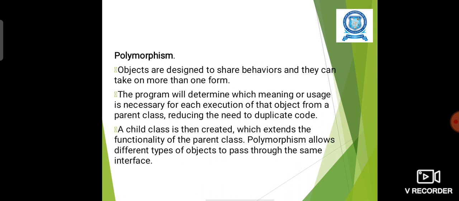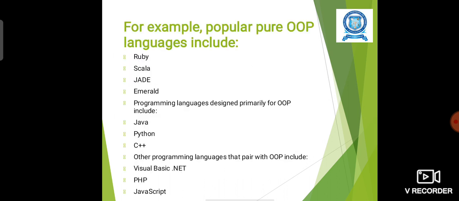Polymorphism. Objects are designed to share behaviors and they can take more than one form. The program will determine which meaning or usage is necessary for each execution of that object from a parent class, reducing the need to duplicate the code. A child class is then created which extends the functionality of the parent class. Polymorphism allows different types of objects to pass through the same interface.